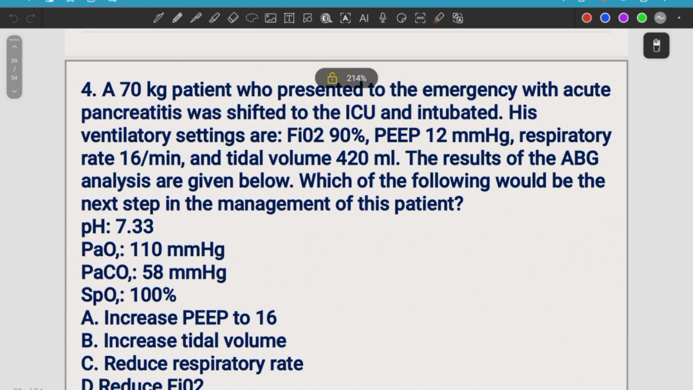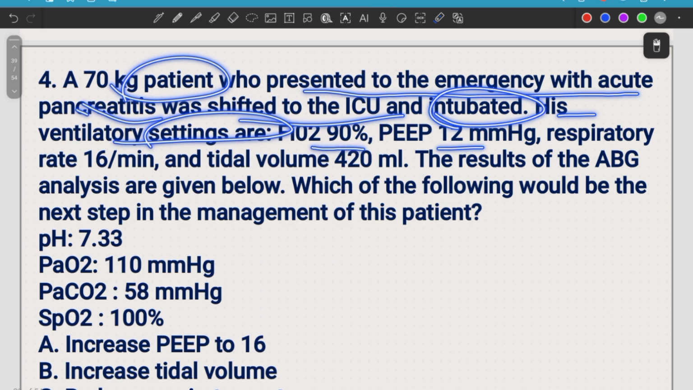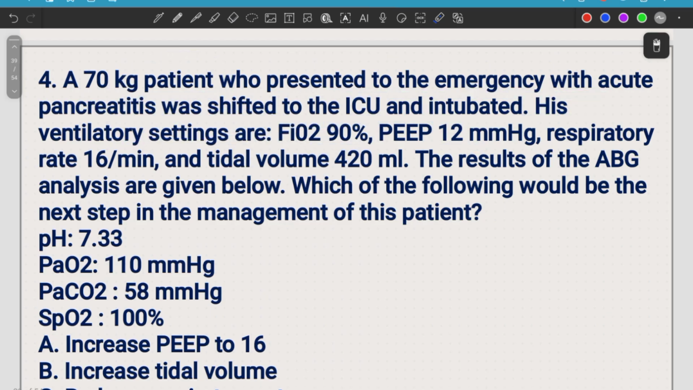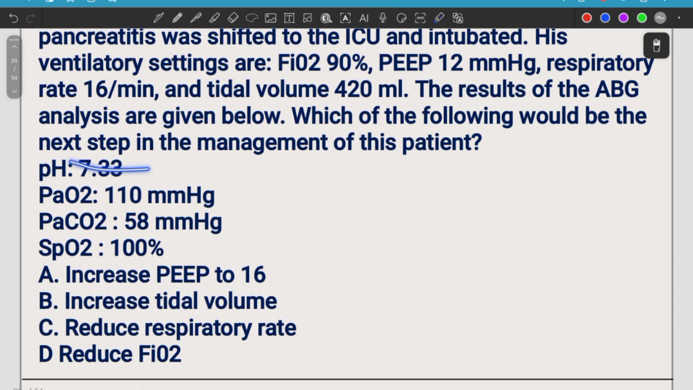Coming to the fourth one. A 70 kg patient who presented to the emergency with acute pancreatitis was shifted to ICU and intubated. His ventilator settings were FiO2 90%, PEEP 12 mm of Hg, respiratory rate 16 per minute, and tidal volume 420 ml. The results of the ABG analysis are given below. Which of the following could be the next step in management of this patient?